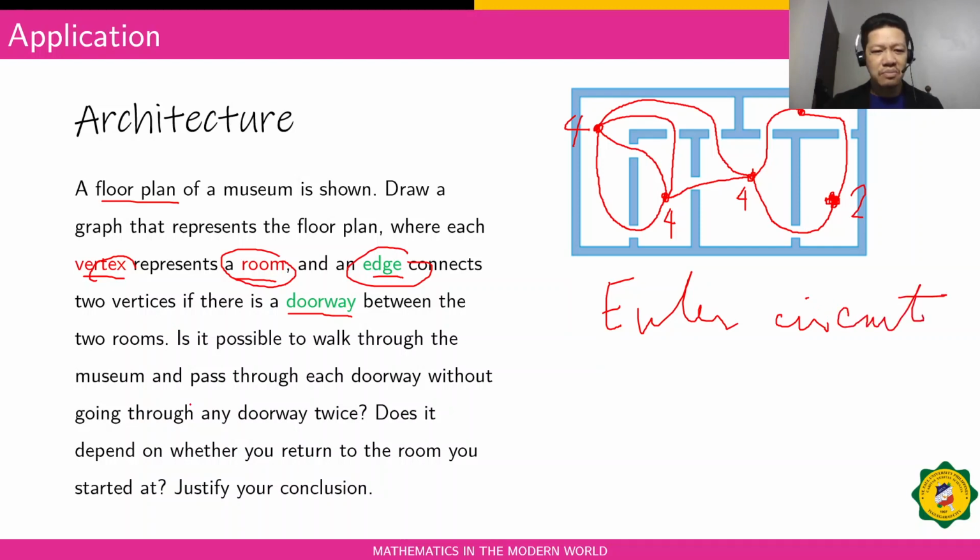So to answer the problem, is it possible to walk through the museum and pass through its doorway without going through any doorway twice? Yes, it is possible. And does it depend on whether you return to the room you started at? Yes, you may go back to the starting point, because it's an Euler circuit.